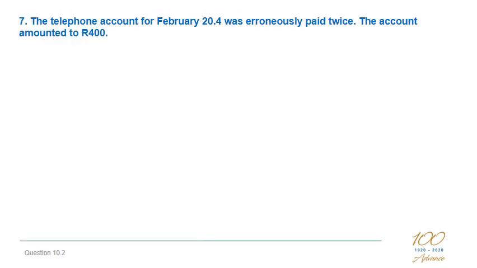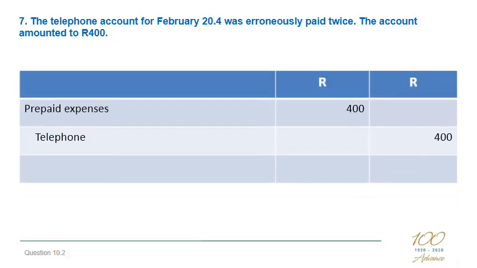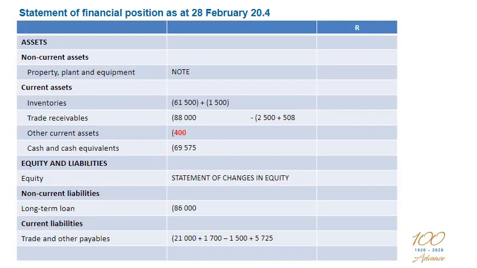In number 7, the telephone account for February was erroneously paid twice. The account amounted to 400 Rand. So in my telephone account, I have a 400 that I do not want there. So I credit the telephone account and I debit the prepaid expense. Only the prepaid expense will be an asset. So now I have to go to my current assets section and decide where to put this 400 Rand. It's not a trade receivable, it's not inventory or cash, so it will be classified as other current assets of 400 Rand.